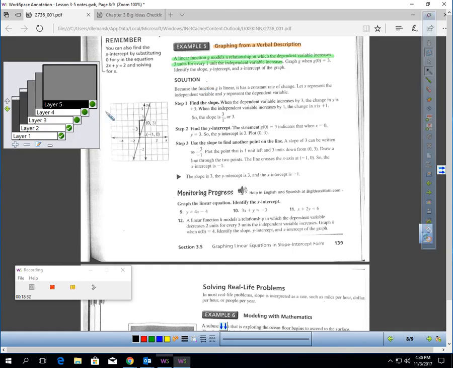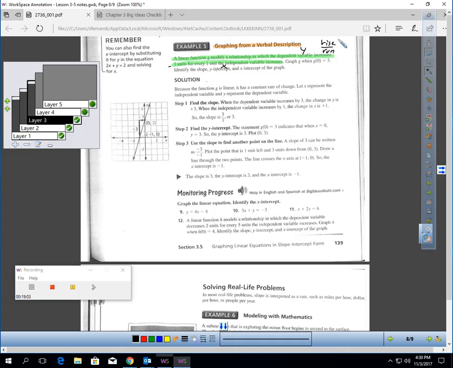A linear function g models the relationship in which the dependent variable increases 3 units for every 1 unit the independent variable increases. So there we go with this vocabulary again. The dependent variable is y, the independent variable is x. So they're saying y goes up 3 for every 1 unit of x. So there's your slope. Let me write it up here. Your slope would be rise over run. The rise is the y's, that's 3, and the run is x, that's 1. The slope of this problem is 3 over 1.